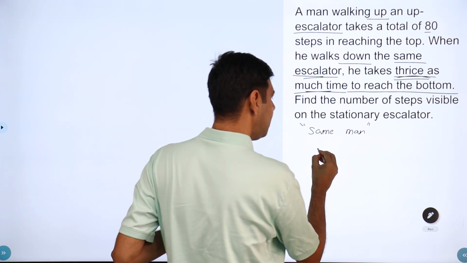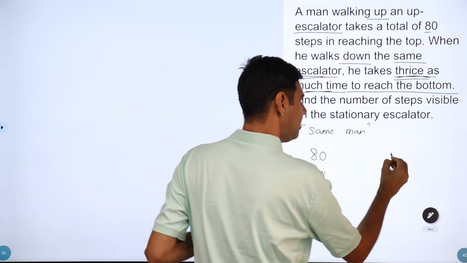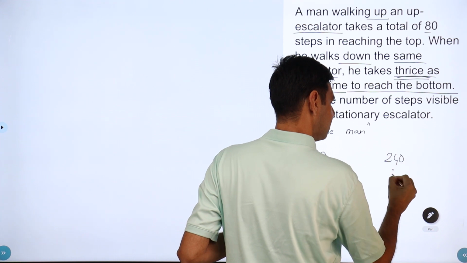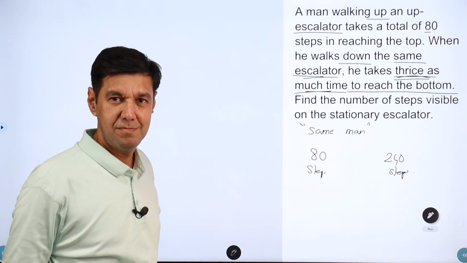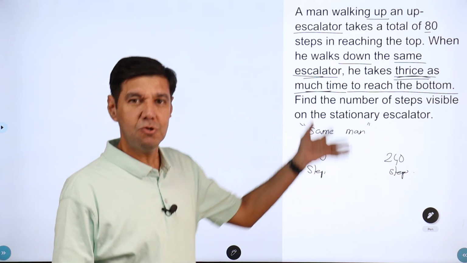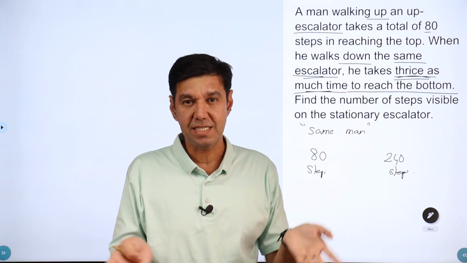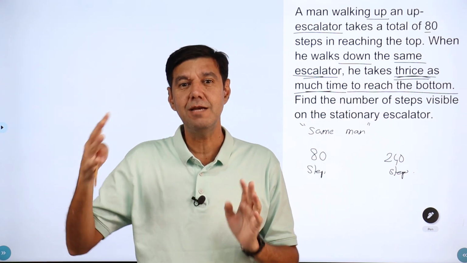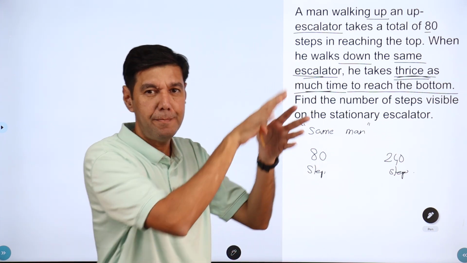So in the first case, he takes 80 steps. In the second case, he is going to take 240 steps. You should be very confident, students. Now jump to the escalator. If the man is taking 3 times the time, the escalator, in the total time, is also 3 times as much. Which two cases? Man walking up, man walking down.